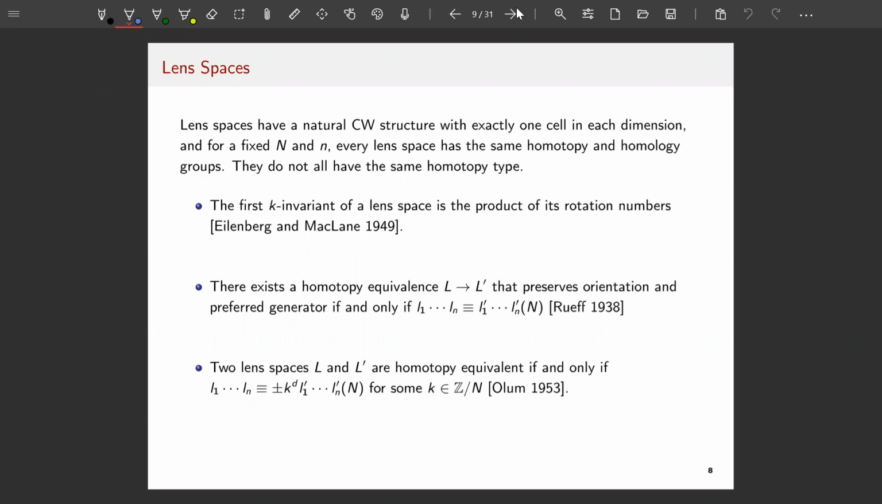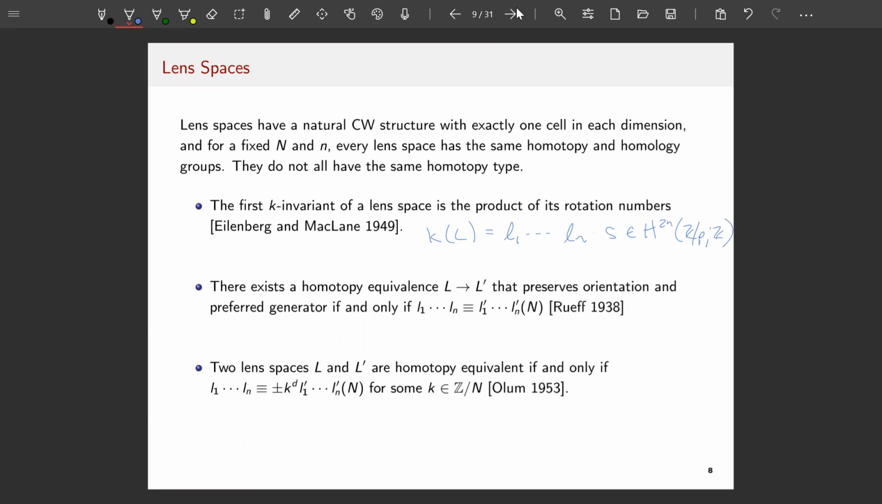It turns out the first k-invariant of a lens space is the product of its rotation numbers, and I should say times a certain cohomology class. So we could write the k-invariant of a lens space as the product of all these rotation numbers, and then there's a cohomology class they're multiplied by. And then it lives here.